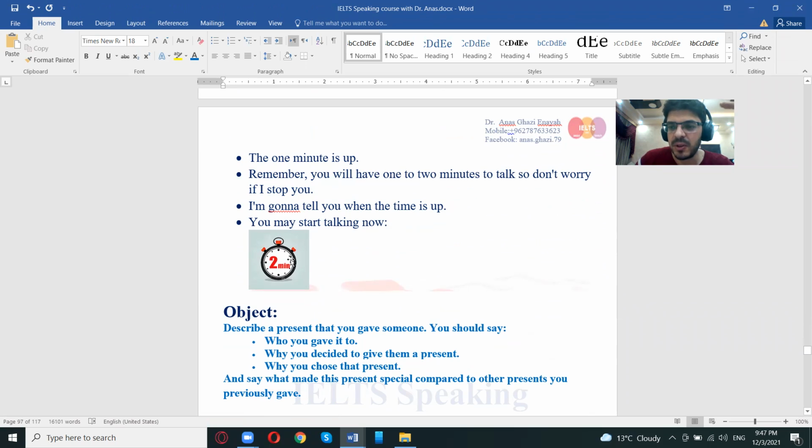Then you need to start your response, and the examiner will put the timer on for 2 minutes. When you hit the 2 minutes, the examiner will say, thank you. And this is how Part 2 actually goes. So let's try to make some practice. What do you think, guys?